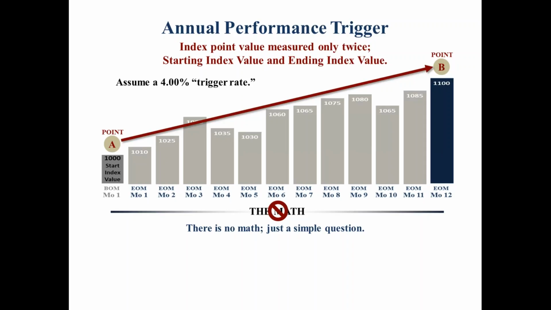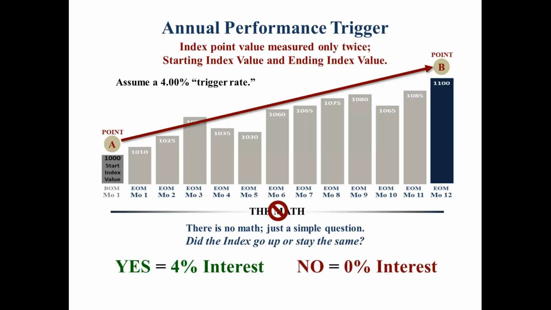Let's assume it's 4%, what we call a trigger rate. To determine annual interest crediting is a simple question: did the index go up or stay the same? Yes or no? If the answer is yes, then they credit that interest rate. If the answer is no, then there's nothing. That's it, okay? So for example, we started out at 1,000. If this point B was 1,000, the same, they would get 4% interest or whatever the trigger rate was. If it went up by 0.1%, they would get that trigger rate interest. But if it didn't go up at all, then they get nothing. It's about as simple as you can get.